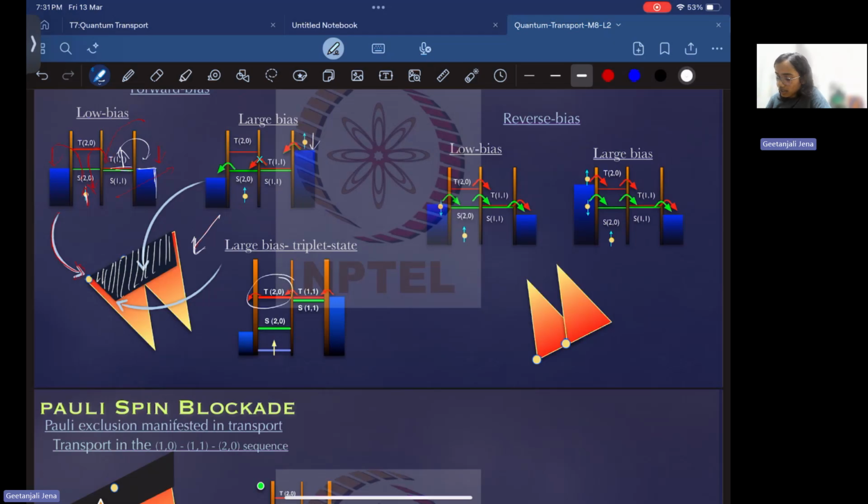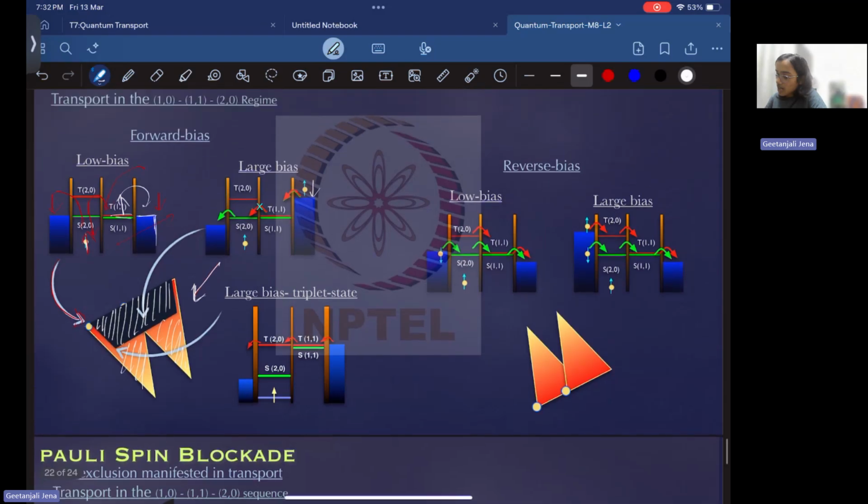Here you can see that the T levels, the triplet states, are aligned properly with the Fermi energy level. So once this spin-up state is coupled to this first quantum dot, it can tunnel to this second quantum dot, and it can tunnel to the left side. That means it's possible to see charge transport in this case, and this will create these rays. For the reverse bias case, we see a different situation.